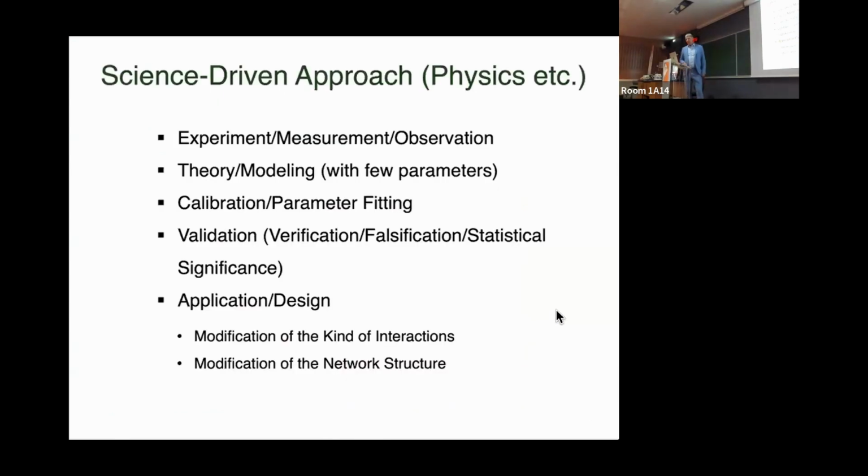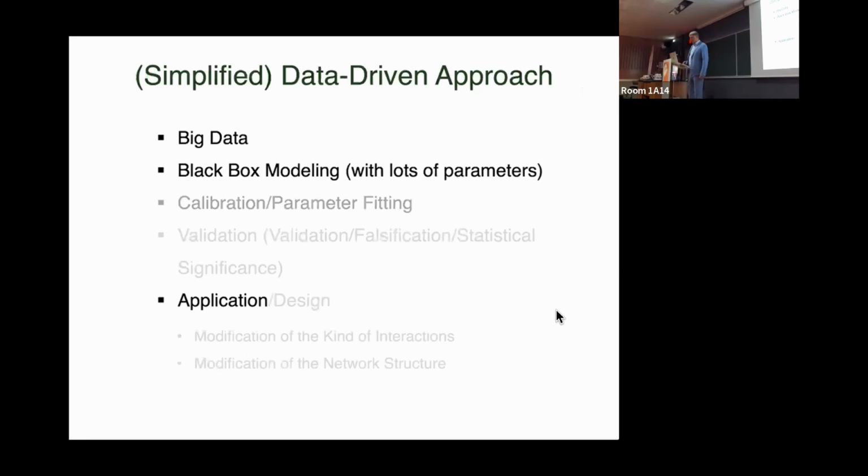Now, traditionally, a science-driven approach has been more or less this. So there's been doing measurements, making observations, or even doing experiments. With this, we've developed theories, we've modeled those systems, we've then calibrated them, fitted the parameters, we did some validation, we formulated hypotheses and then verified or falsified them. And once we were sure enough of the model that is accurate enough for the purpose at hand, we were starting to do applications. And we could, for example, modify the kind of interactions or the network structure.